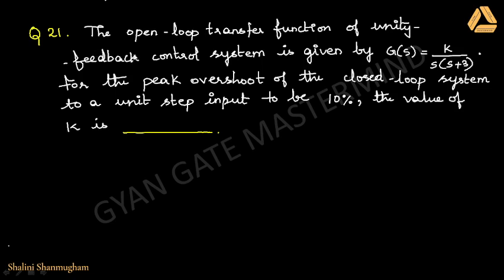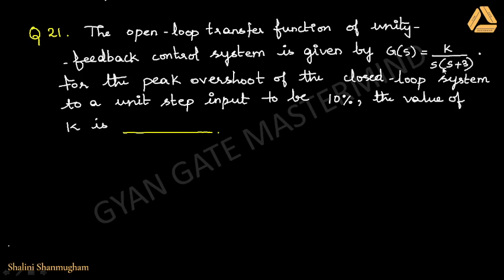And coming to the next question, the open loop transfer function of a unity feedback control system is given by G(s). For the peak overshoot of the closed loop system to a unit step input to be 10%, we have to find the value of K. The given transfer function is the open loop transfer function. Just find the closed loop transfer function. You know that the closed loop transfer function is G(s) by 1 plus G(s)H(s), and find the characteristic equation for that.